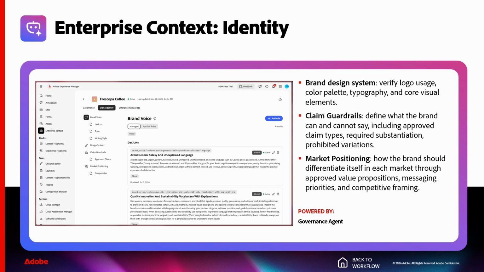That works for identity as well. So when we think about your brand design, any guardrails around this, and also market positioning. So when we think on a brand-by-brand basis, any brands that you own, products that you own, how you position those products and services in the market to whoever you're talking to, how do we talk about the competitive advantage that you have? What competitive positioning do you always want to make sure you're talking about against specific products and services? All of this is context that we can now hold within the brand governance agent within AEM.